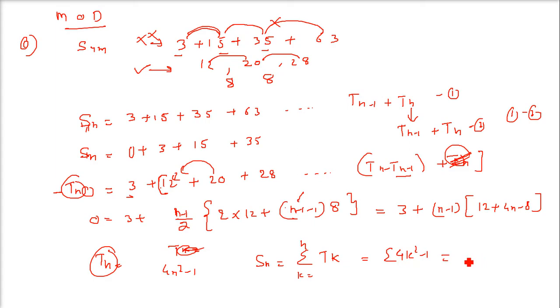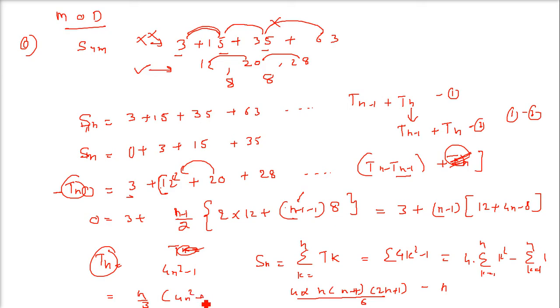This will be 4 into sigma k equals 1 to n k square minus sigma k equals 1 to n, that is 1. Now this we already know, 4 into n into n plus 1 into 2n plus 1 by 6, and this minus 1, and since it is from 1 to n, this will be n. When you solve it, you are going to get n by 3 into 4n square plus 6n minus 1. So this is the final solution.